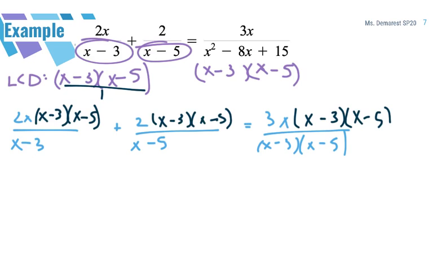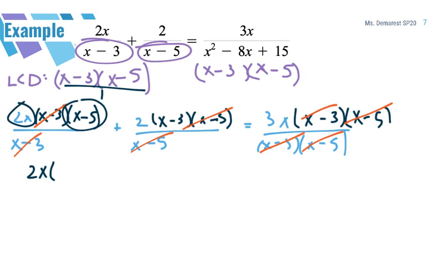So now when I look at each term, I can see x minus 3 divided by x minus 3 cancels, x minus 5 divided by x minus 5 cancels, and then here we have x minus 3 over x minus 3 and x minus 5 over x minus 5. So that leaves me with 2x times x minus 5. Here I've got 2x and x minus 3, and then just 3x. So let's multiply those through.